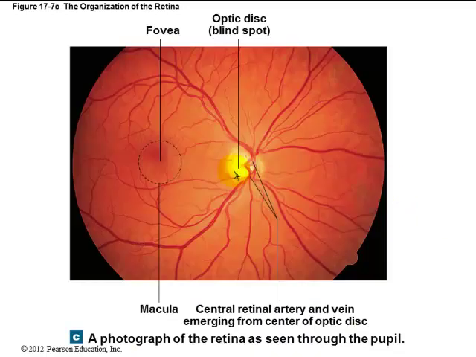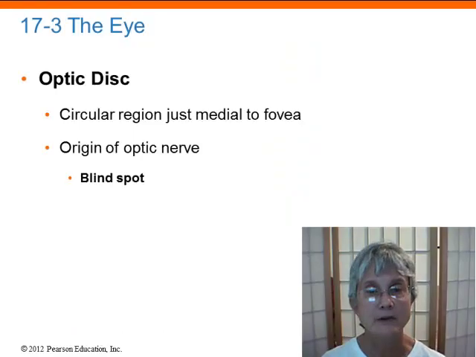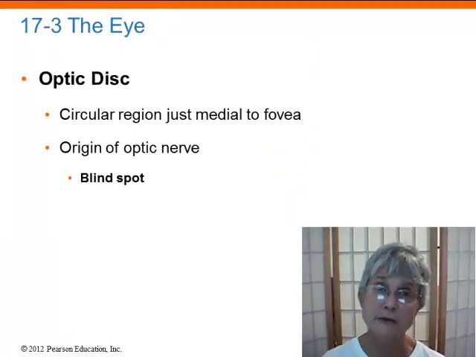In this view, here is the optic disc, the point of attachment. You can tell because you can see the blood vessels radiating out from that point. And here off to the side is the fovea. Remember, the fovea is only cones. So the optic disc, because it contains no rods and cones, is also known as the blind spot.